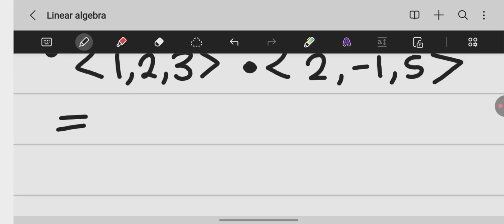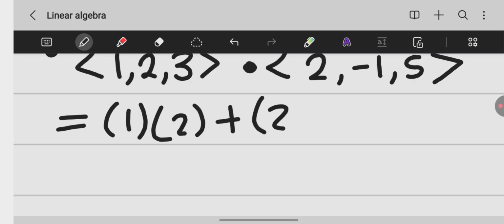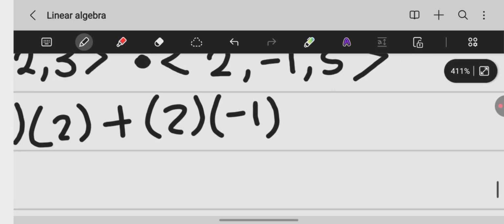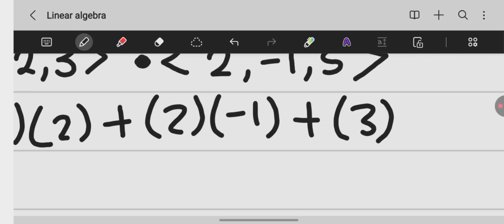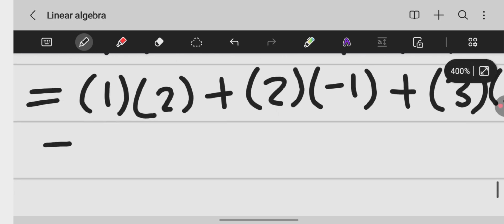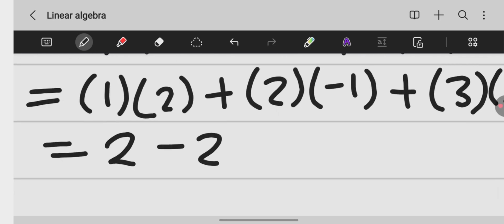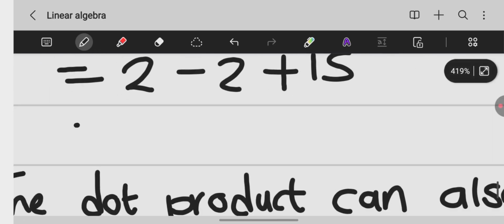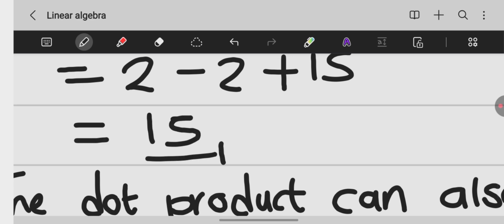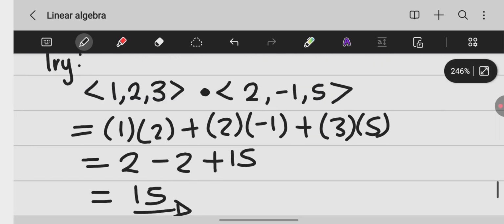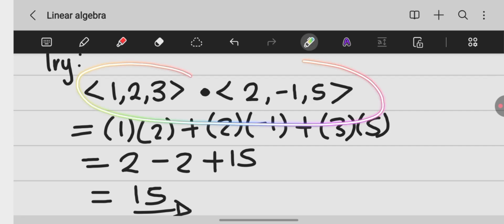So dot product of this would be 1 times 2 plus 2 times -1 plus 3 times 5. This is going to give you 2 minus 2 plus 15, which is really just 15. Can you see that that's basically a constant or just a value? And this tells us maybe that the dot product of this is positive and maybe also large.